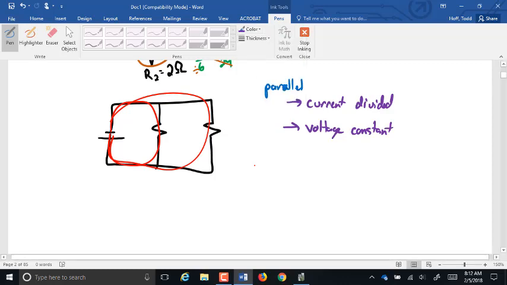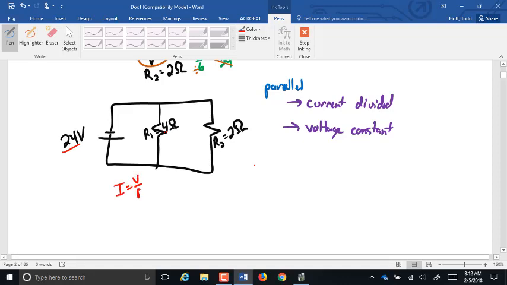So what that means, let's say this is a 24 volt circuit, and let's say R1 here is 4 ohms again, and R2 is 2 ohms. Now the voltage across each of those is going to be 24 volts. It stays the same. To get the current in one, the current is voltage divided by resistance.